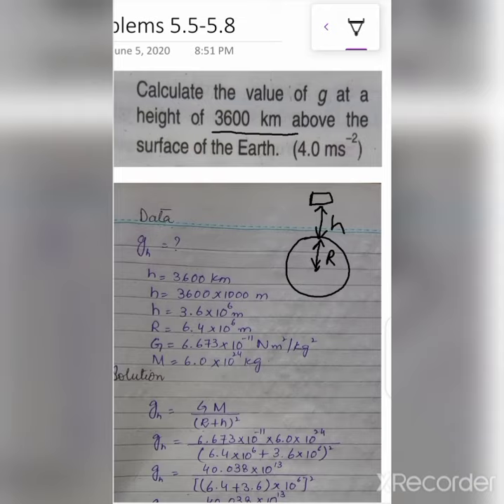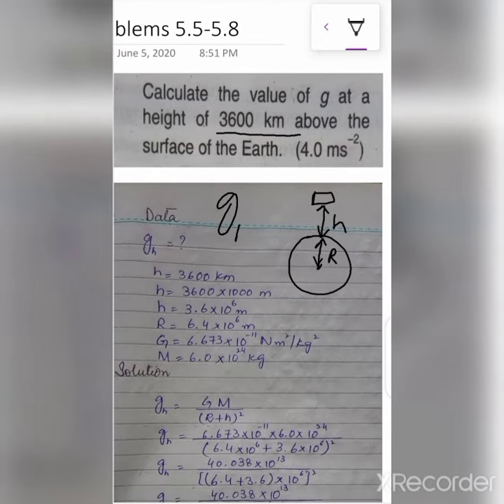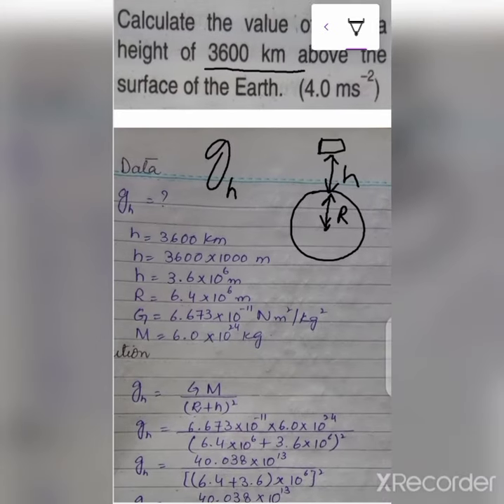So what are the values given? g_h, the gravitational acceleration at some height, is given. You can represent it like this: g and h. So height is 3600 kilometers. You have to convert it in meters: 3600 multiplied by 1000. In scientific notation, this figure can be written as 3.6 multiplied by 10 raised to power 6.